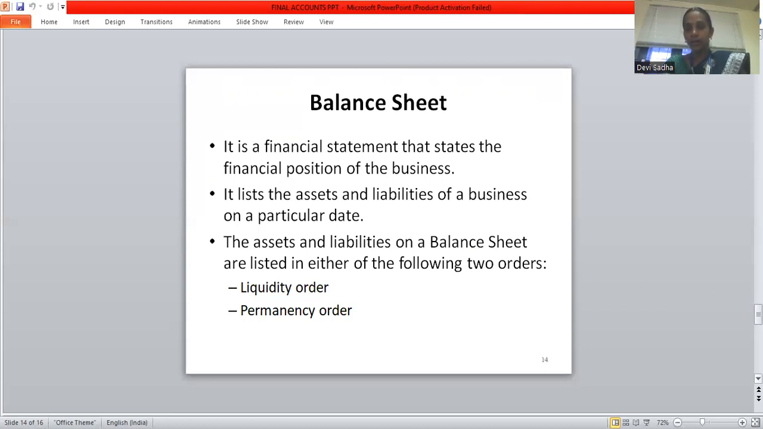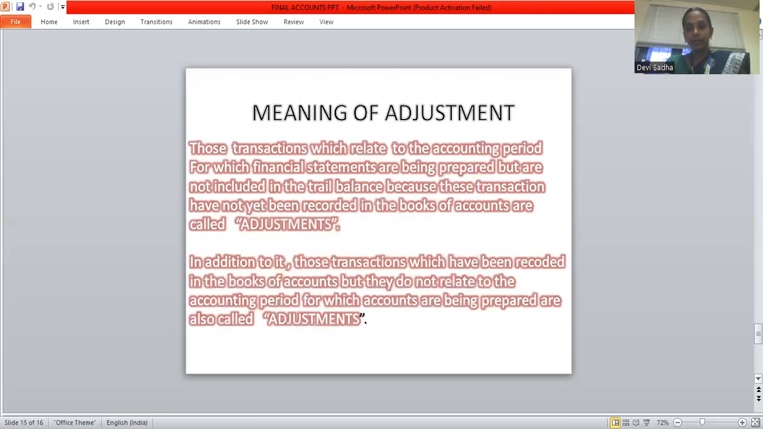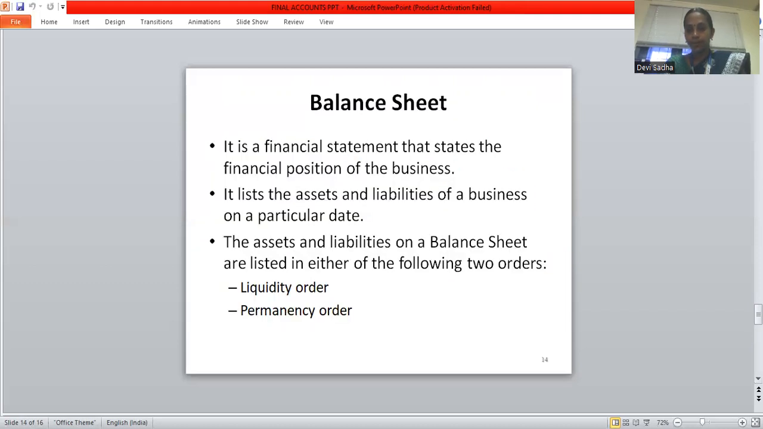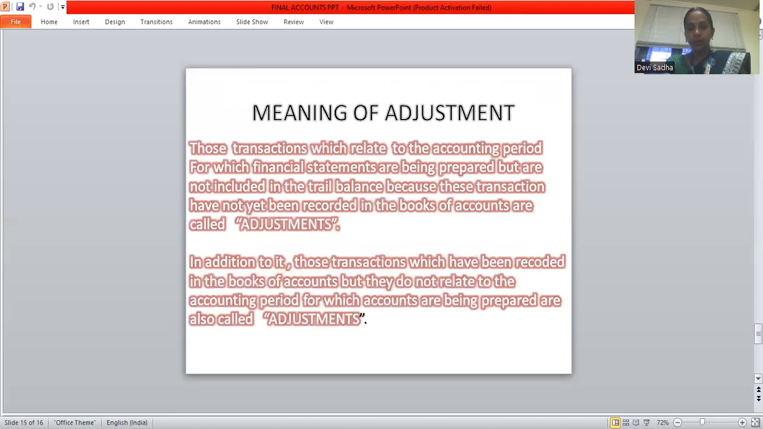What are the items on the asset side and liability side? Liability side: capital, then long-term borrowings, that means loans, etc. And then asset side: fixed assets, current assets, and then goodwill. They come on the asset side.